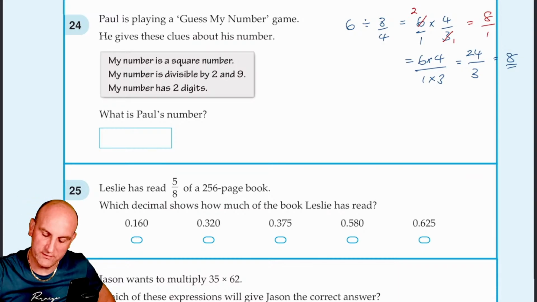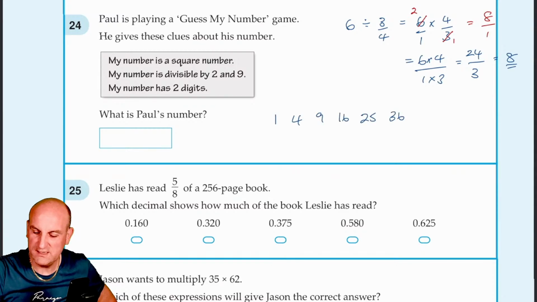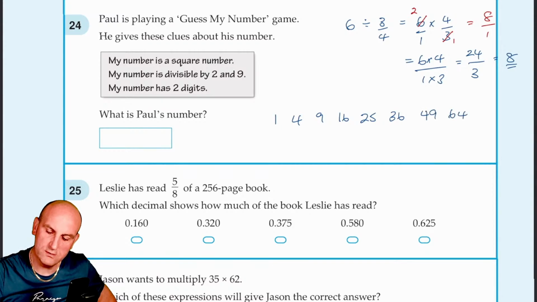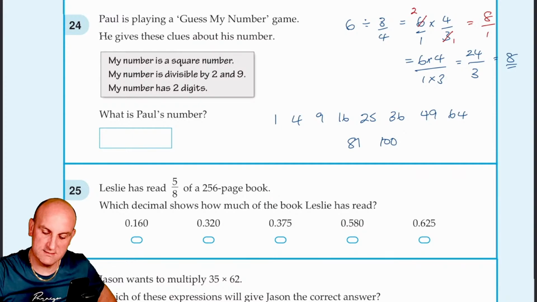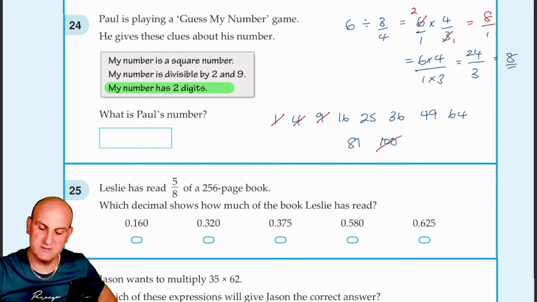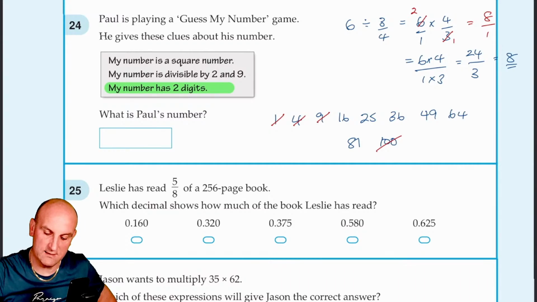Great. All right, so first thing I'm going to do is write down my square numbers, which is 1, 4, 9, 16, 25, 36, 49, 64, 81 and 100. I don't need to go any further than that because the first thing it says is my number has 2 digits. So because it has 2 digits, I'm going to get rid of all the numbers that don't have 2 digits. There we go. The number is divisible by 2 and 9. Oh, I've written down my square numbers, so let's get rid of that. I've done that as well.